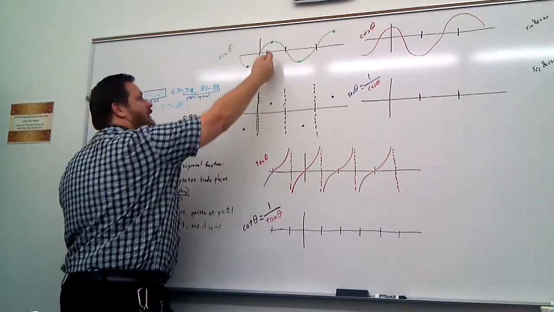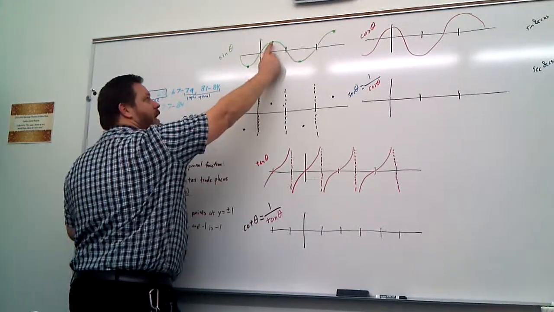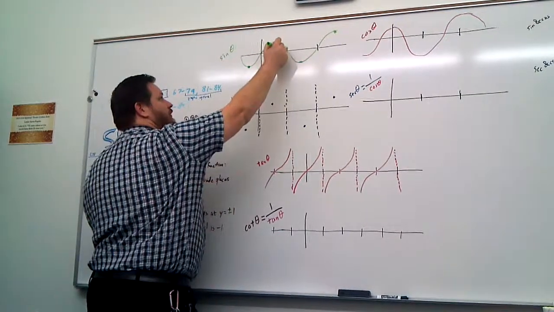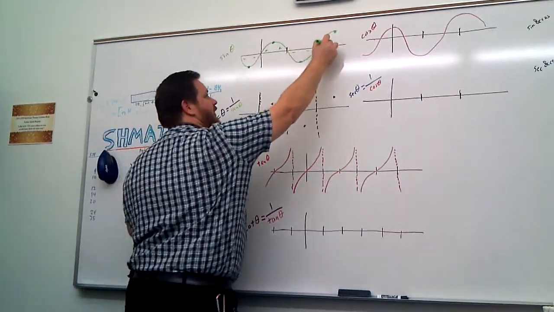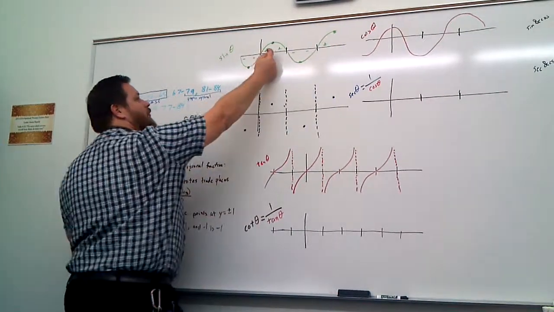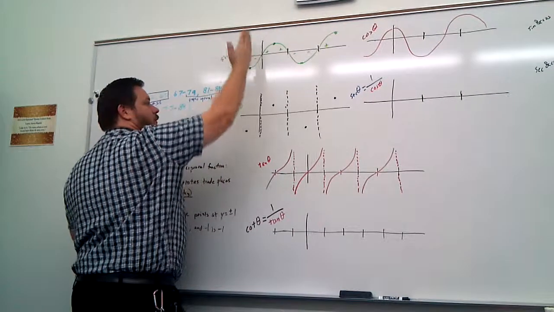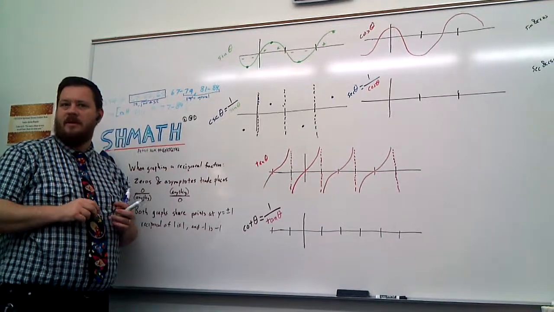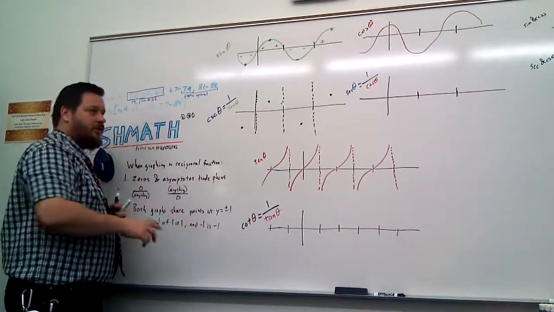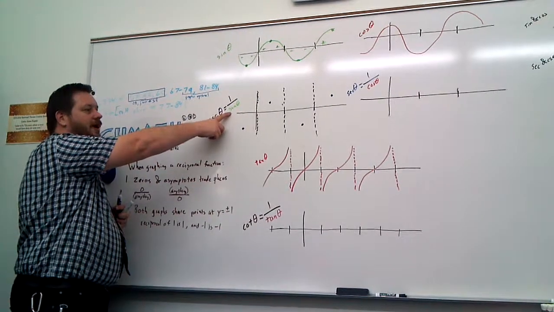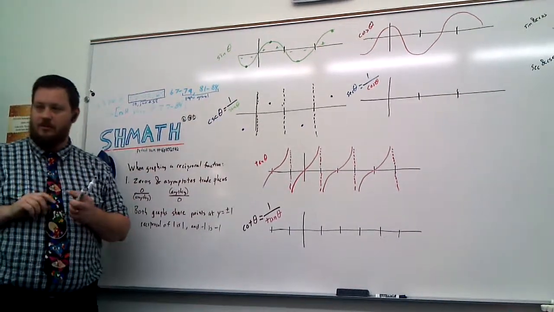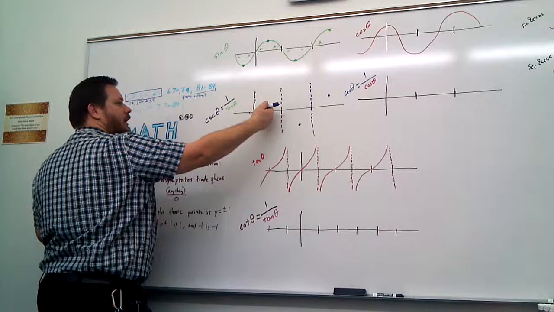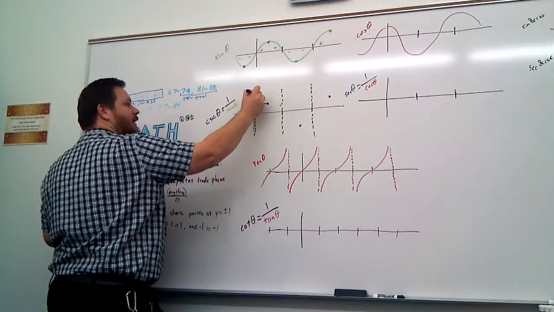Now, let's go through the process here. As we approach 0 from the right, what is happening to the value of sine theta? Is it getting larger or smaller? It's getting smaller and smaller. So if we put a smaller and smaller number on the bottom of a fraction, what happens to the fraction? It gets bigger and bigger. So as we approach x equals 0, we are getting bigger and bigger and bigger.